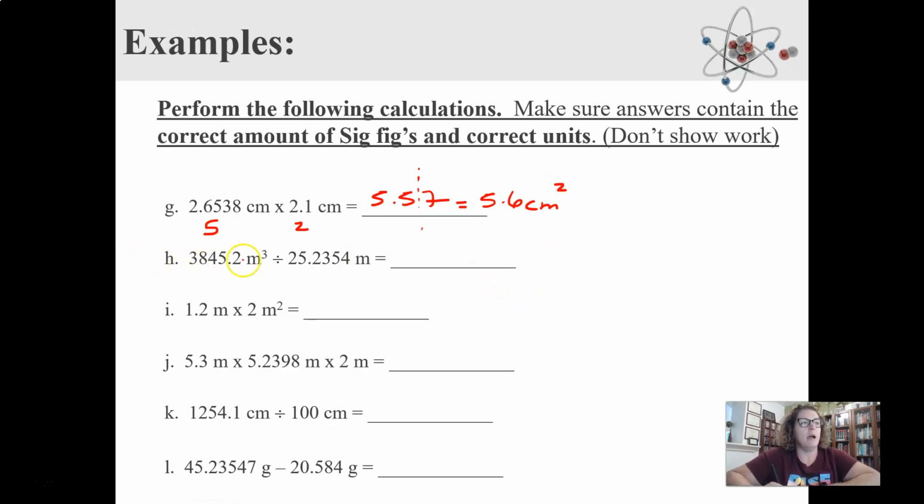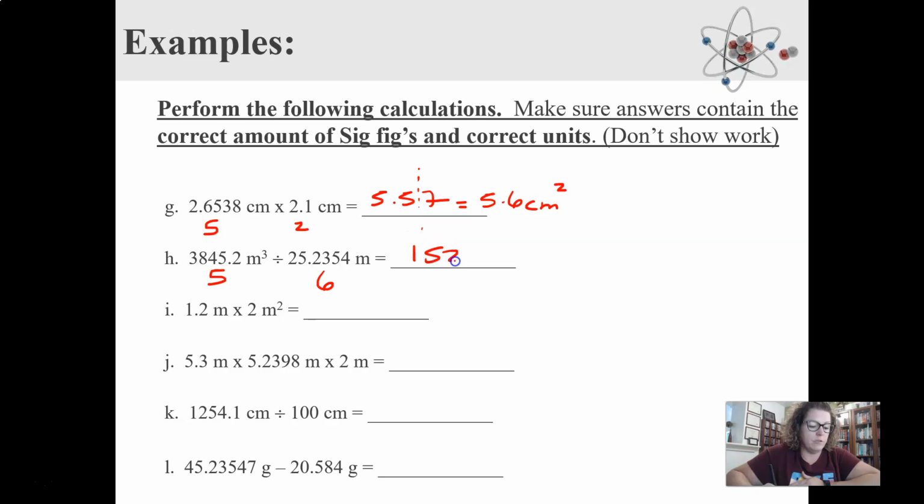Part H, I am dividing, and I'm going to plug it in first, 3845.2, and then divide 25.2354. Okay, so when I plug this in, first sig figs, I have 5 sig figs here, and right here I have 6. Okay, so when I divide, I need 5 sig figs.